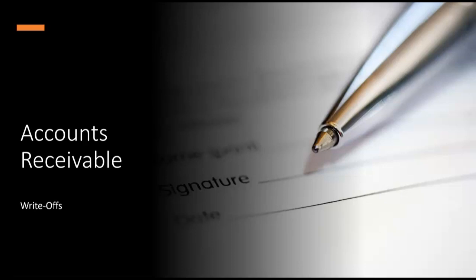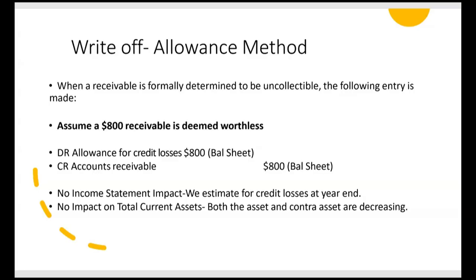All right, what do we have to know about write-offs of accounts receivable? So when a receivable is formally determined to be uncollectible, the following entry is made. Let's assume an $800 receivable is deemed worthless. So you would debit allowance for credit losses and credit accounts receivable. Notice that they're both balance sheet accounts, so this write-off has no income statement impact. Because we've estimated for credit losses at year end, we've already taken care of the income statement. So when there is a write-off for a worthless receivable, it's all balance sheet. No impact on the income statement.